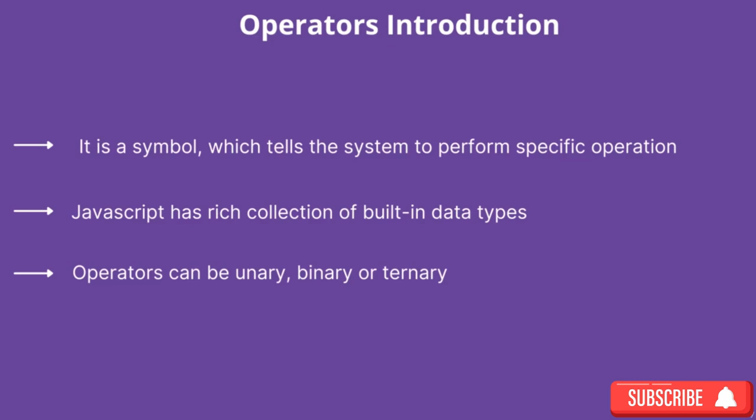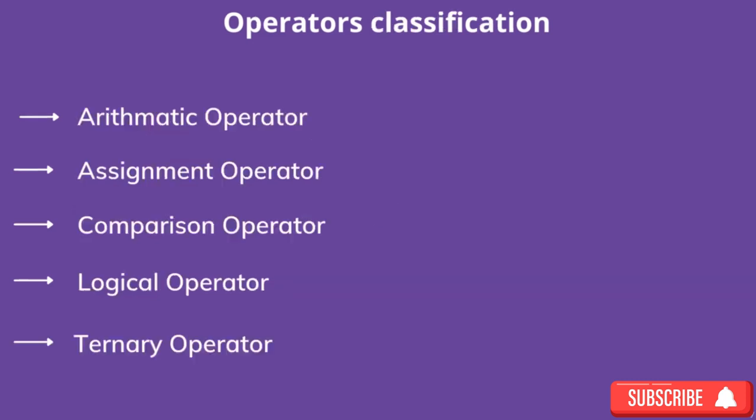So the operator is the symbol, and the things on which the operator is applied are called the operands. For example, if there are a couple of variables a and b, and we say a plus b, so plus is the operator and a and b are the operands on which the operator is being applied. In JavaScript, we have a vast list of operators, and using individual operators we can perform specific tasks. On the basis of the operands, these operators can be classified as the unary operator, meaning a single operand operator; the binary operator, meaning the operator having two operands; or the ternary operator, meaning the operator having three operands.